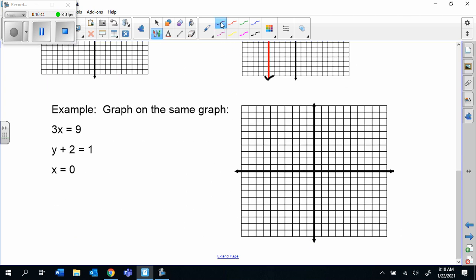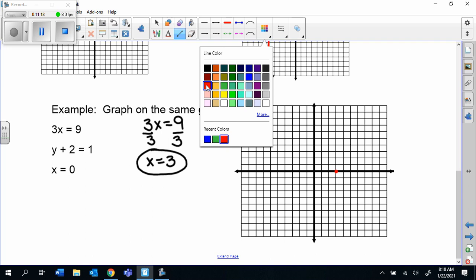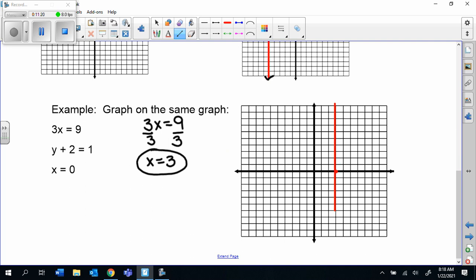Let's do another one. All right, here I have us drawing a few on the same graph, just so that you can compare. If we have a number in front of that x, we can easily divide that out. So if we have 3x equals 9, let's get that x by itself, and we would have x equaling 3. That would be a vertical line through 3, 1, 2, 3. I put that dot there because sometimes staring at this computer screen can make it hard to find those reference points. So there's that vertical line.